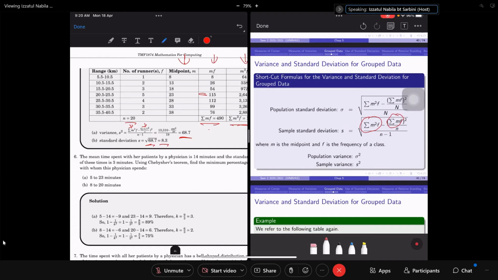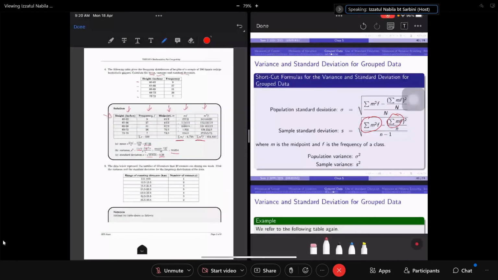Now, I think you guys are okay with group data already. Group data, okay? So if you have group data, always start with what I said just now, the table. Always start with the table. What table? For midpoint, MF, and M square F. And then you just need to substitute into the formula.